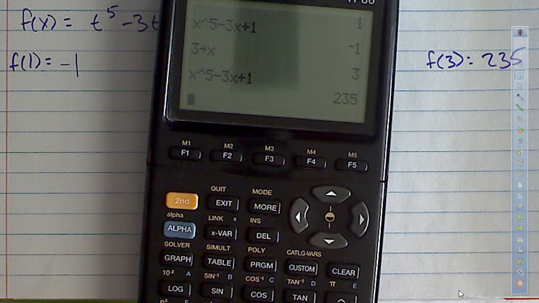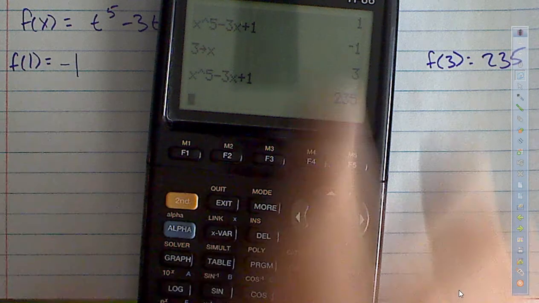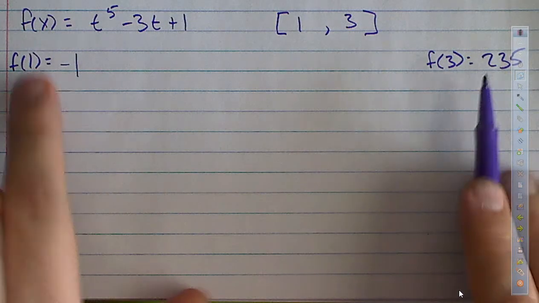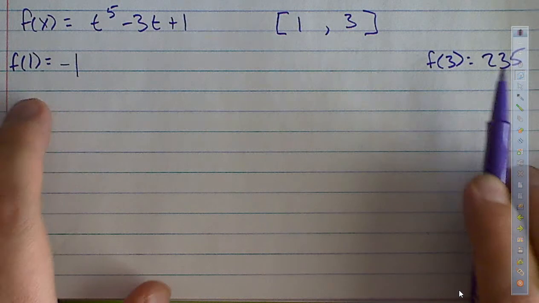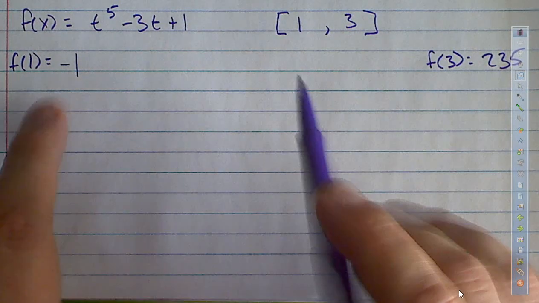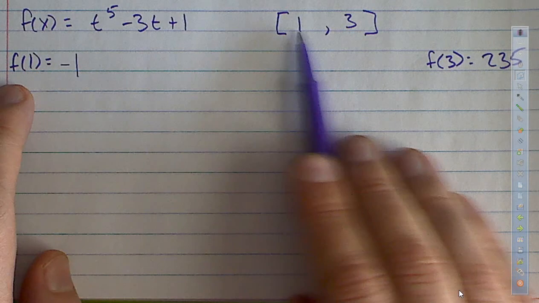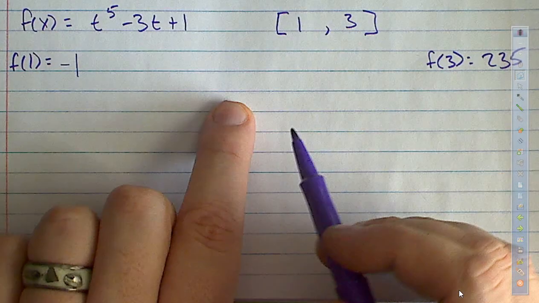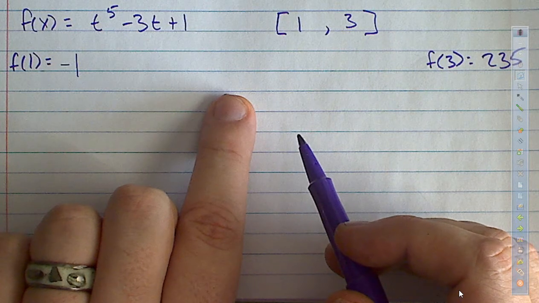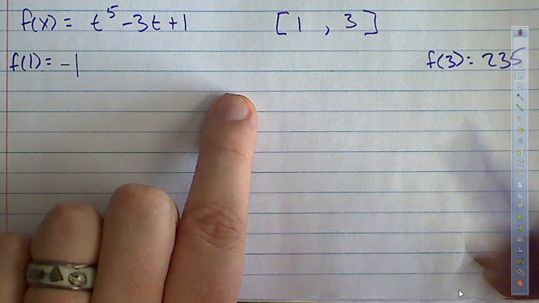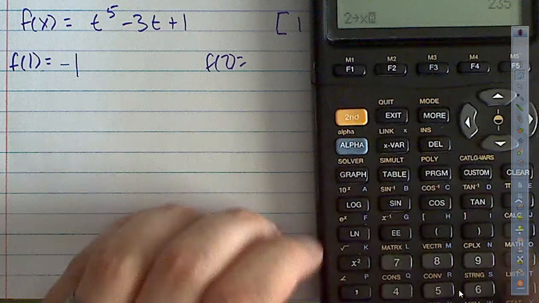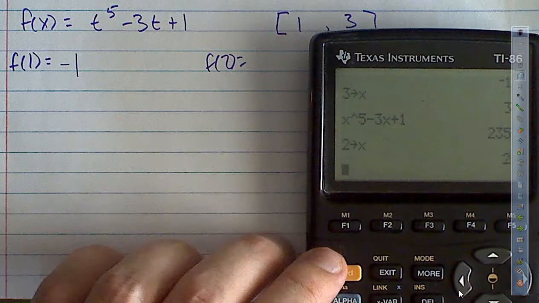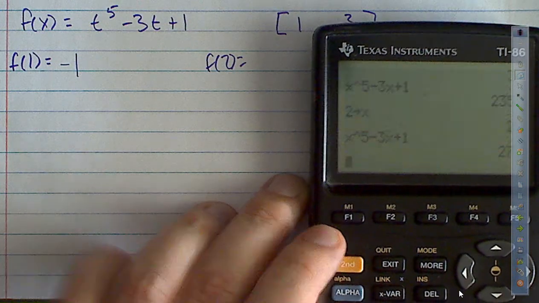In between 1 and 3, the function goes from -1 to positive 235. So it definitely crosses the x-axis in between these two values. So what's directly in between 1 and 3? 2.5, right? Or not 2.5. Yeah, 2. Geez, what am I thinking? I'm sorry. So I'm going to evaluate the function at 2 now and see what that is. So here, I'm going to do 2 store for x. And then I'm going to do the same function I did before again. And I get back out 27.